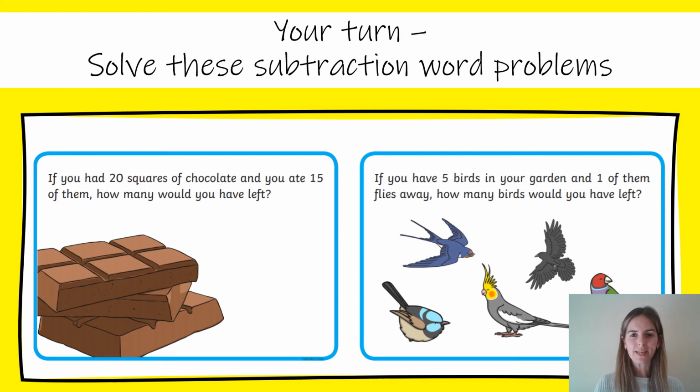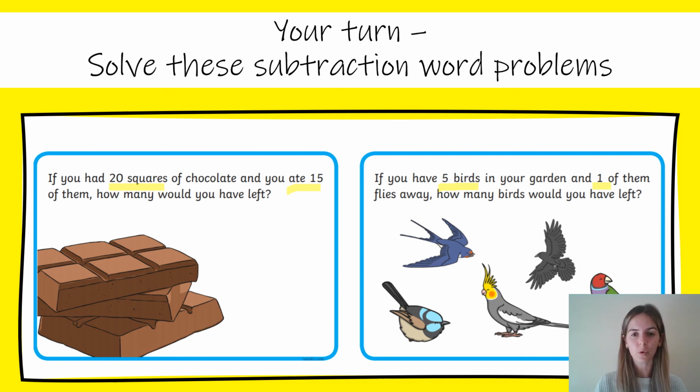Now it's your turn. So what you need to do is solve these problems on a piece of paper. You can use pictures to help you, or you can use your fingers or counting back in your head. Now I'm just going to read the problems to you. The first one says, if you had 20 squares of chocolate and you ate 15 of them, how many would you have left? The next one says, if you have 5 birds in your garden and one of them flies away, how many birds would you have left?